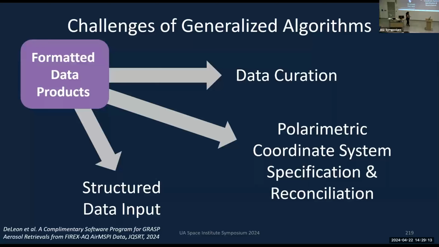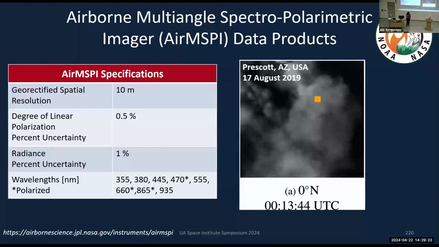This is, I guess, a self-plug: I published this work earlier this year if you want more information, because this talk will definitely not go into all of the specifics. I first tested this data pipeline on AirMSPI data products, which is the Airborne Multiangle SpectroPolarimetric Imager from NASA JPL. Here are some specifications. The really cool one for us was the 0.5% polarization uncertainty, which is really, really good. Less than 1%, so very accurate.